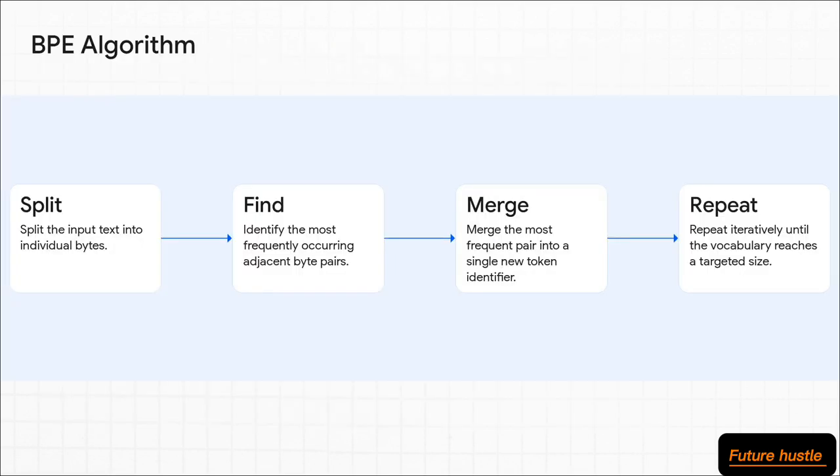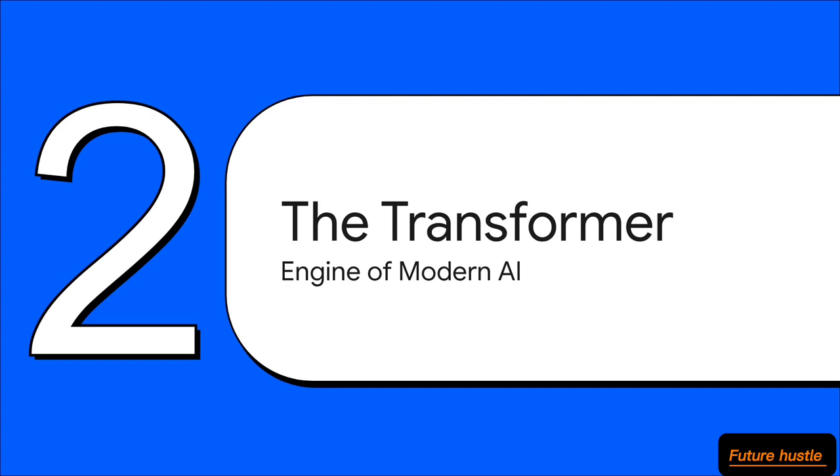The tokenizer goes through a very literal step-by-step loop. It starts with your basic characters, scans a massive corpus of text for the most frequent adjacent pairs, and just merges them together. It repeats this over and over until it hits a target vocabulary size. Through this compression, one token usually ends up equaling about 4 characters, which is roughly 3/4 of a standard English word. Moving right along to step 2, the transformer architecture, the true engine of modern AI.